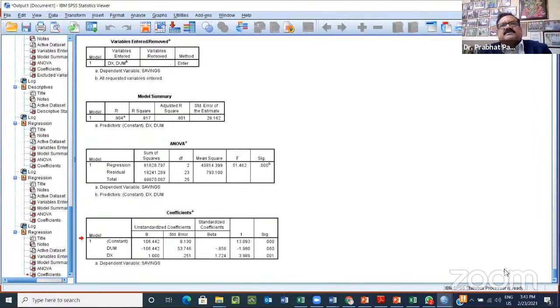Dummy trap is basically when you create, let's say, three dummies out of three categories, and at the same time you're also using the intercept in your equation. Then yes, you have a dummy trap. So the way to check is to always follow the rule 3 minus 1, or n minus 1. That actually helps.